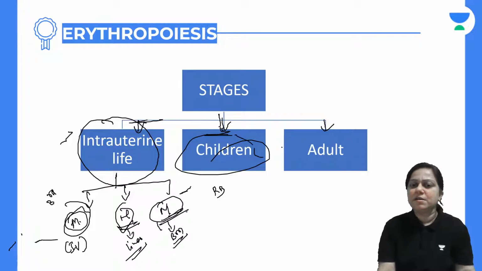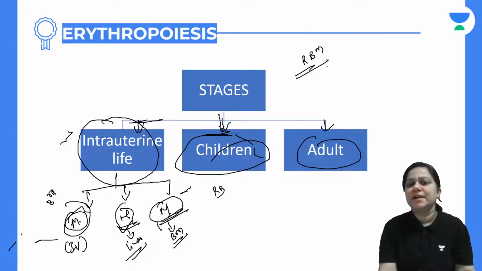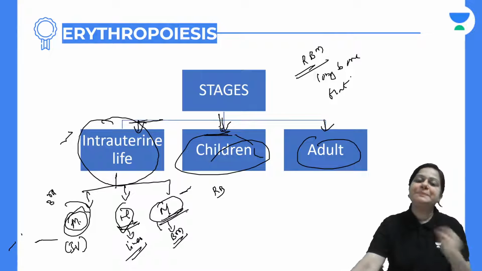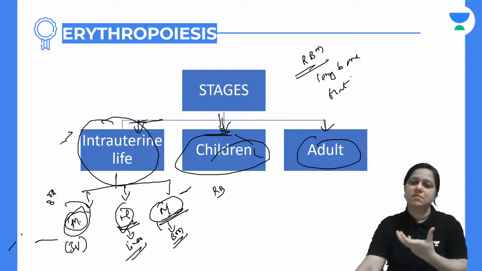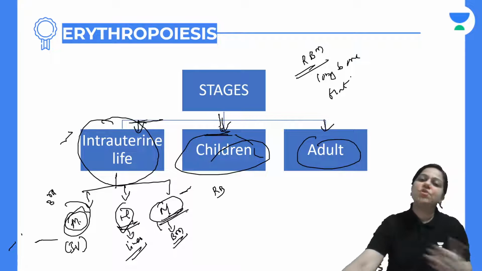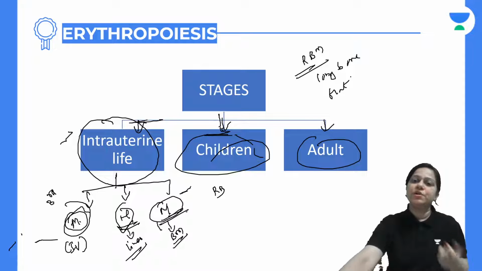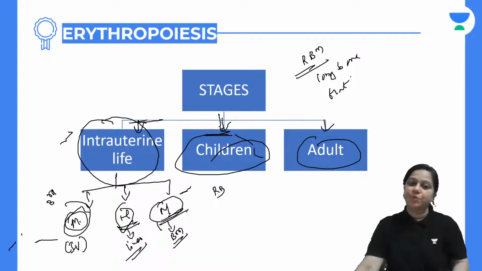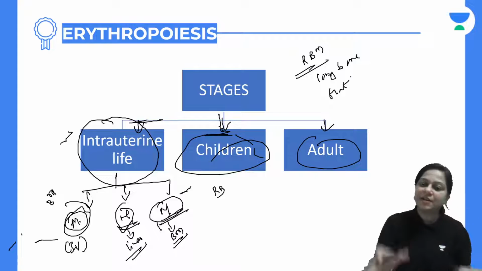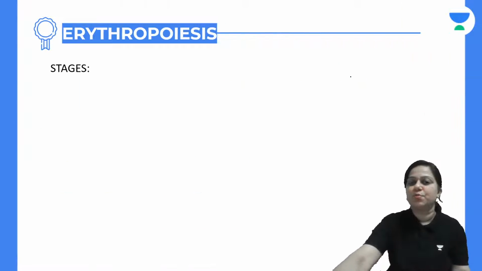And in the adult phase also, red bone marrow. Where will this red bone marrow be found? It will be in the ends of the long bones and in the flat bones of the body. Flat bones like vertebrae, ribs, sternum, skull, these all are flat bones. So here you will find red bone marrow. So this is about the different stages of erythropoiesis.